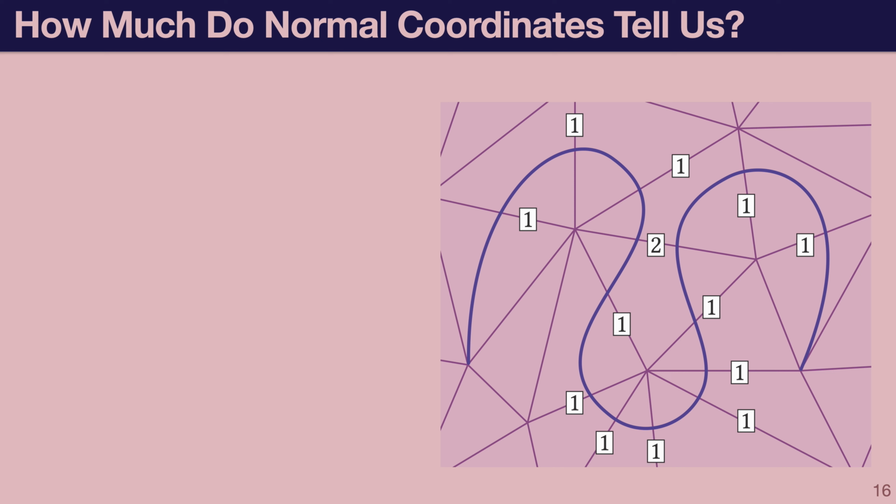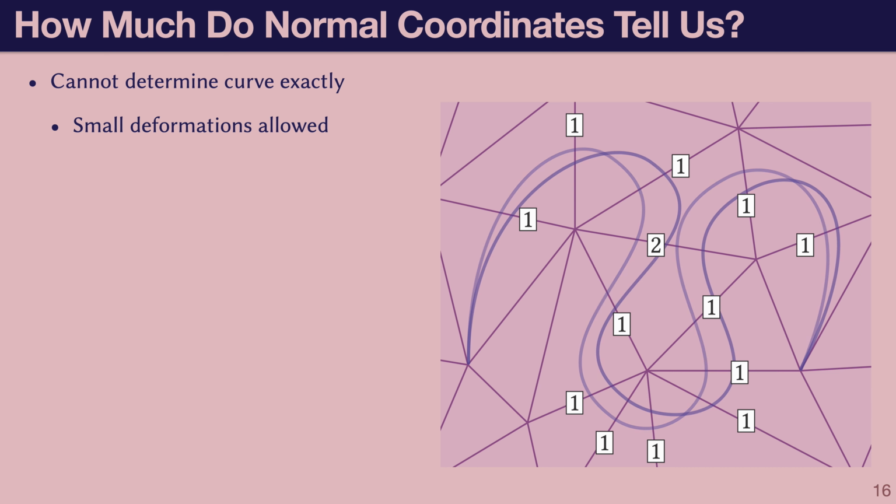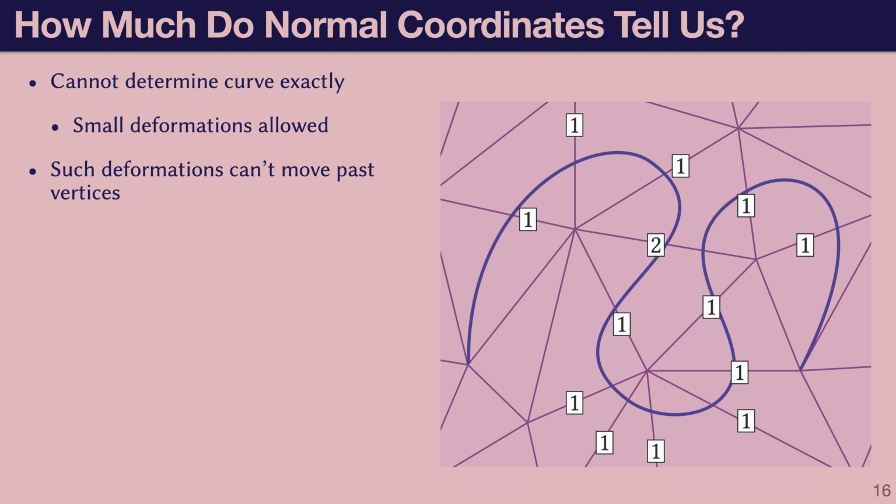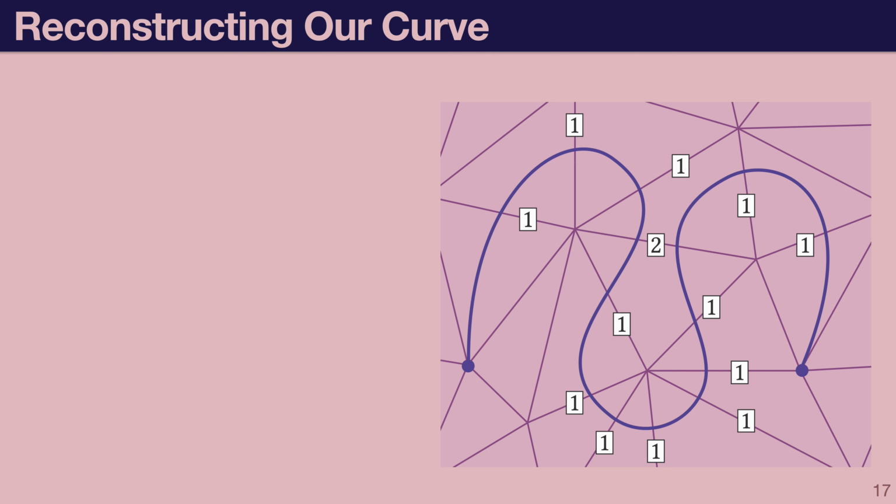At this point, you might be wondering how much these crossing counts can really tell us about the curve. For one thing, they clearly can't determine the curve's exact geometry, since we can apply a small deformation to the curve without changing the normal coordinates. However, the deformation does have to be small. If we perturb the curve so much that it crosses a vertex of the triangulation, then a bunch of our normal coordinates really must change. Another way of saying this is that our deformations cannot change the sequence of triangles that the curve passes through. But modulo these small deformations, normal coordinates really do determine our curve.